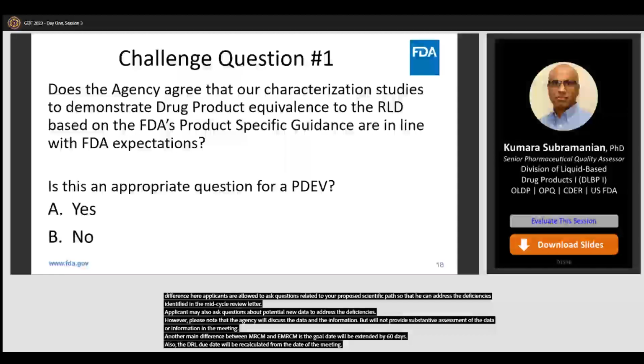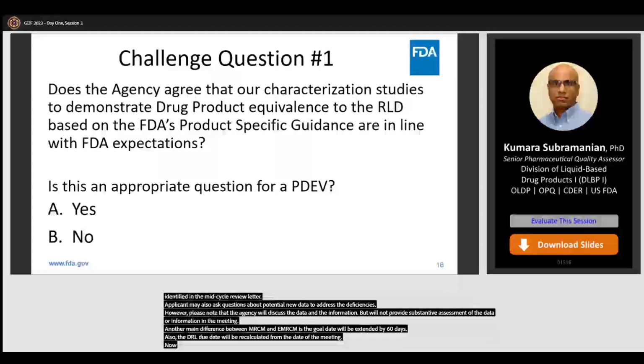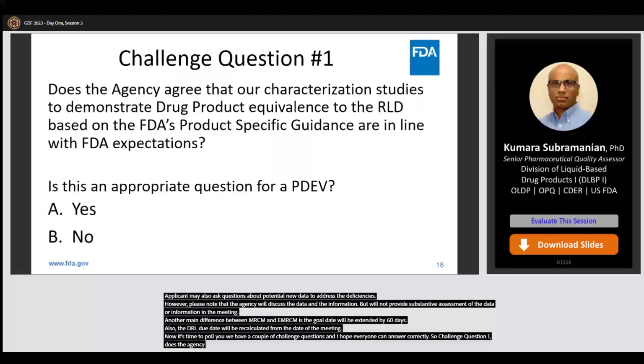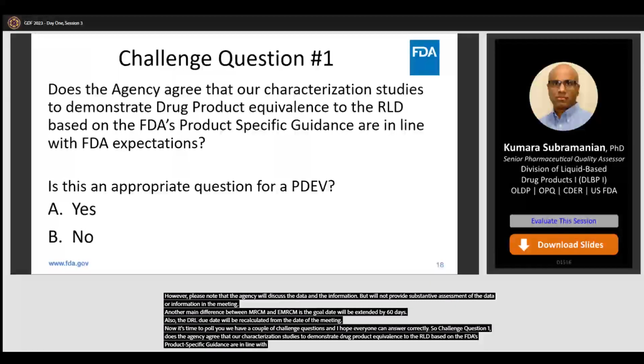Now it's time to review. I have a couple of challenge questions and I hope everyone can answer correctly. So the challenge question 1, does the agency agree that our characterization studies to demonstrate drug product equivalence to RLD based on the FDA's product specific guidance are in line with the FDA's expectations?